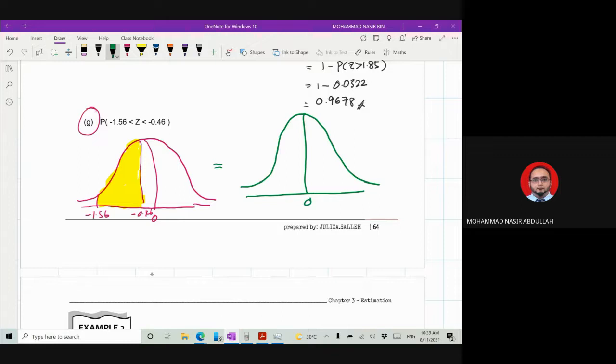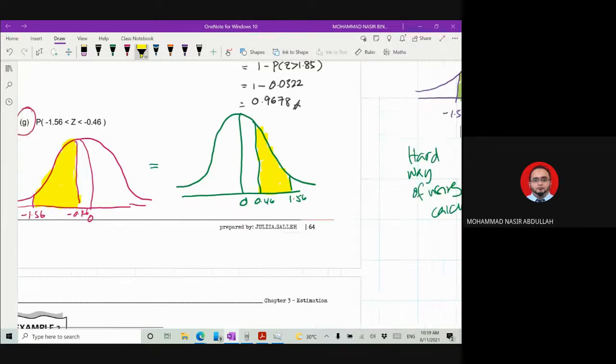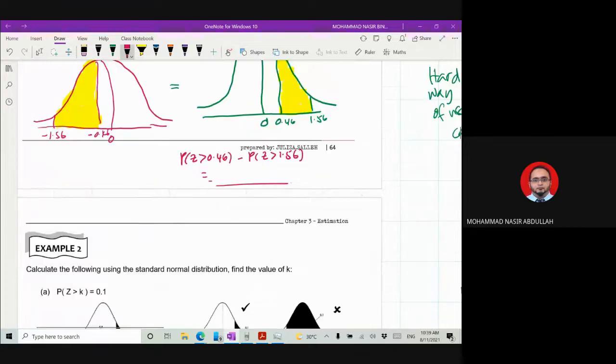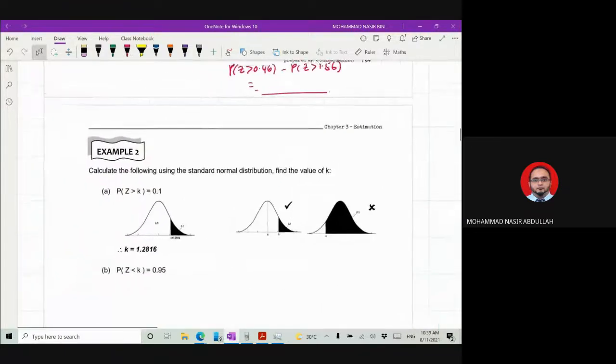right? Remember the characteristic of standard normal distribution. This is from 0.46 to 1.56. This is an equal area, right? So the concept is the same. So you can find probability of Z more than 0.46 minus probability of Z more than 1.56, right? You can find it by using a statistical table. Okay? Any questions before we go to the next example, which is example number 2.